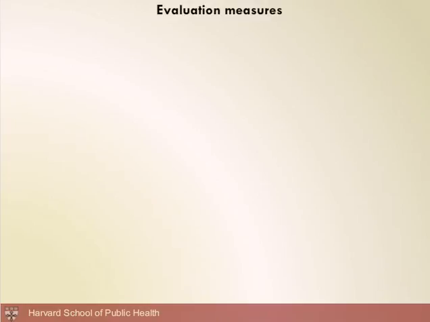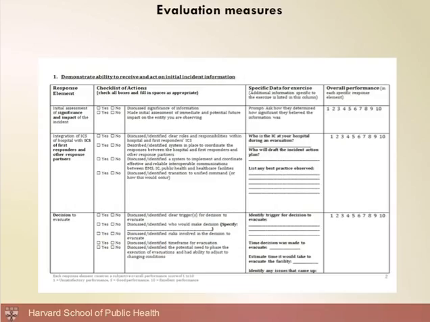Let's take a look at an example of an evaluation form. The section shown here is covering the objective Demonstrate ability to receive and act on initial incident information. Under this section, the first column contains several tasks called response elements. These elements are expected to be carried out by exercise players in order to have satisfied a specific exercise objective. An example of a task here is initial assessment of the significance and impact of the incident.